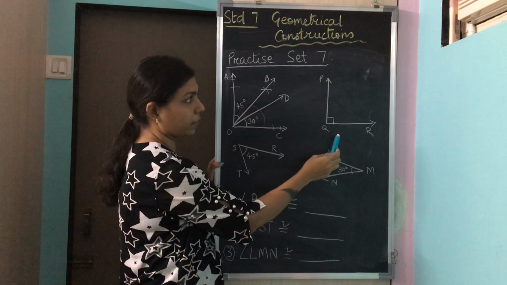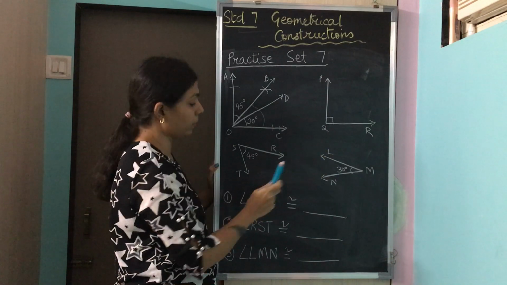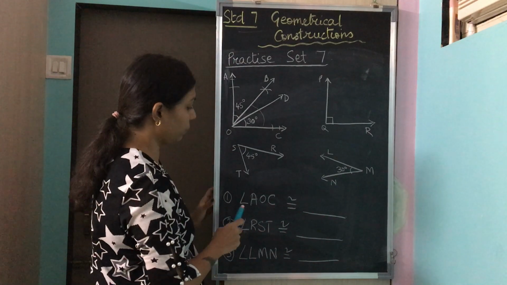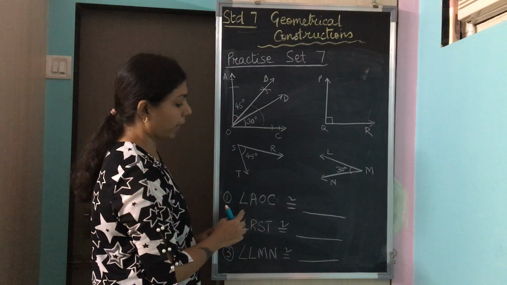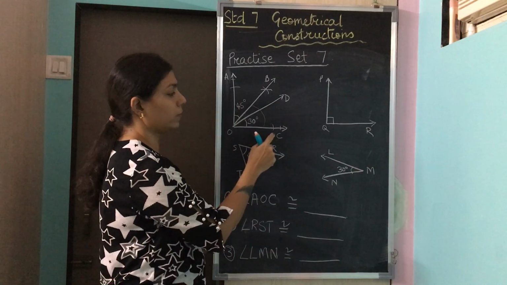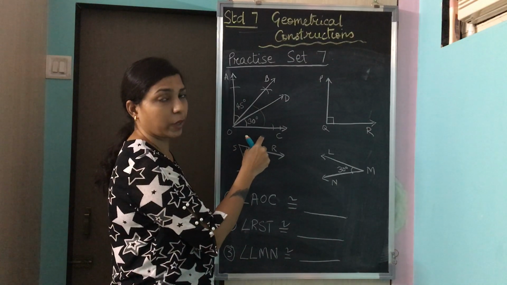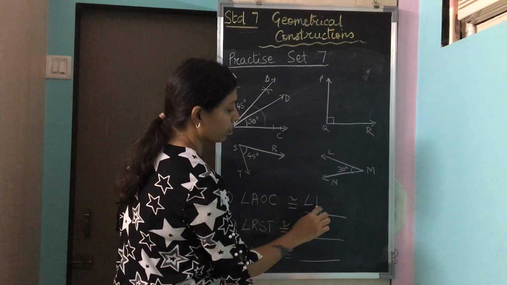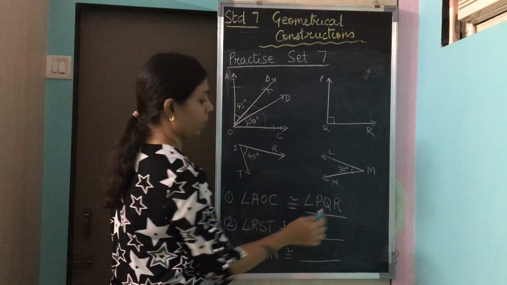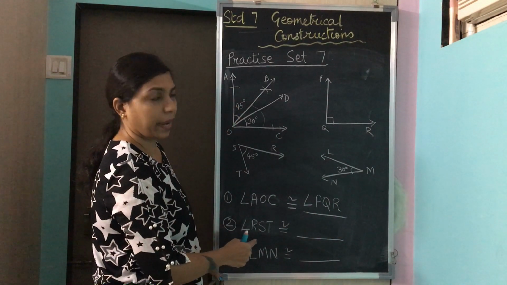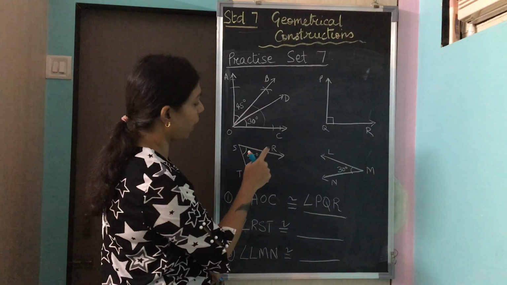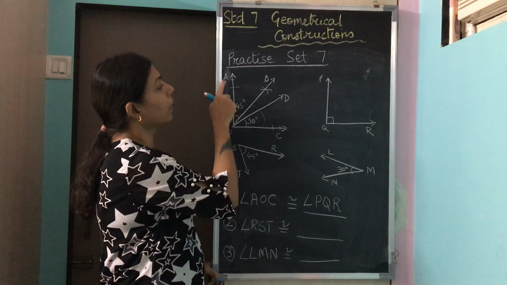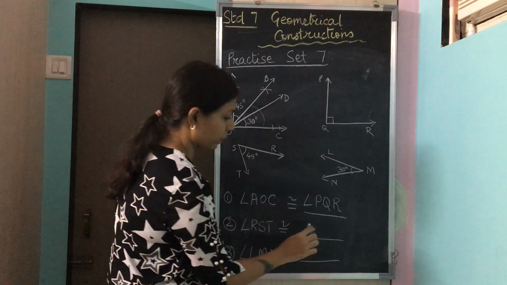Now this one is a right angle triangle, which is 90 degrees. This one is 45 degrees, and this last angle over here is 30 degrees. So the first question which is given to you, angle AOC. This is a 90-degree angle, so it will be congruent to which angle? To this angle, angle PQR. The next one, angle RST. It's over here. This is 45 degrees. So it will be congruent to which angle? Angle AOB.